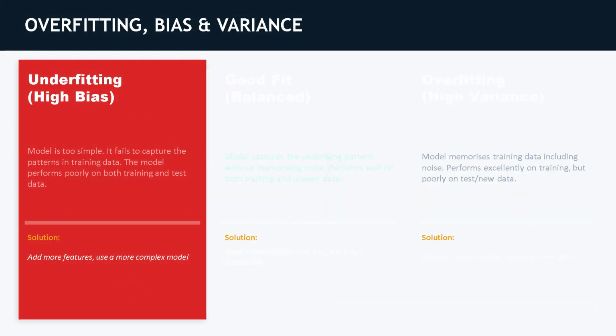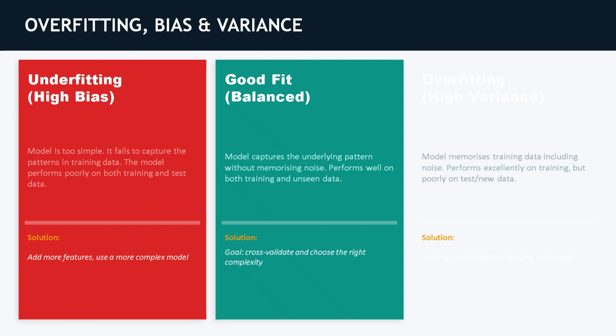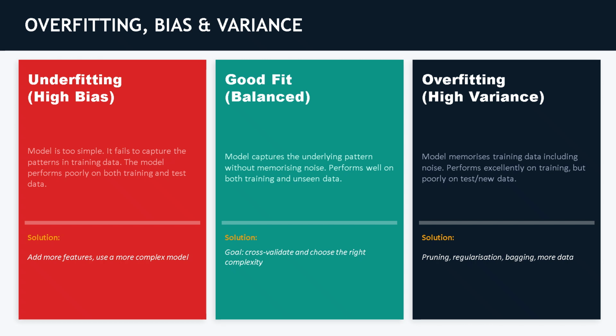Moving on to overfitting. Underfitting means your model is too simple. It misses real patterns. Overfitting means it's too complex. It memorizes noise and fails on new data.